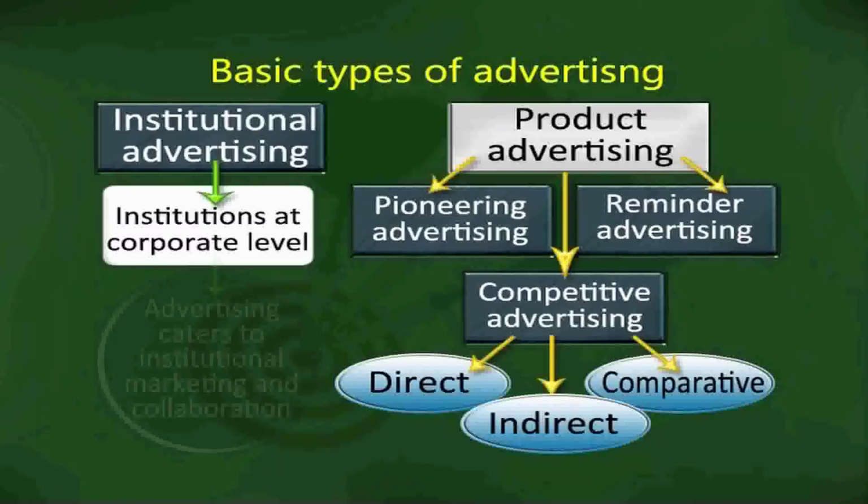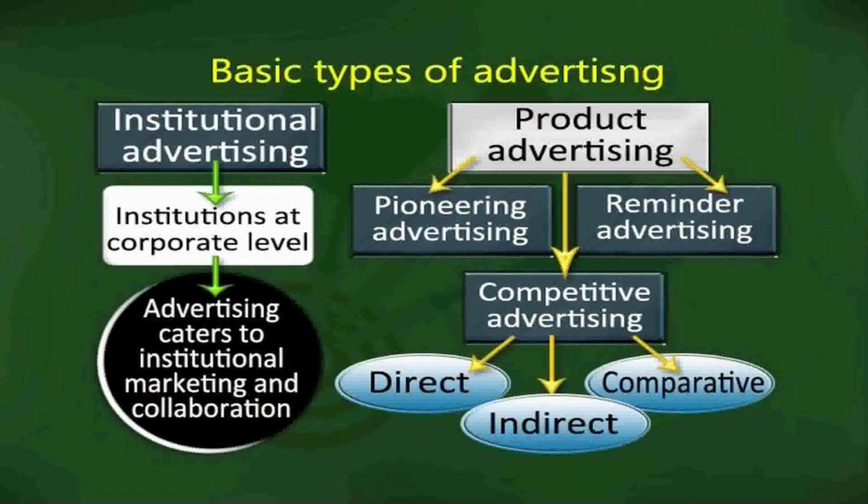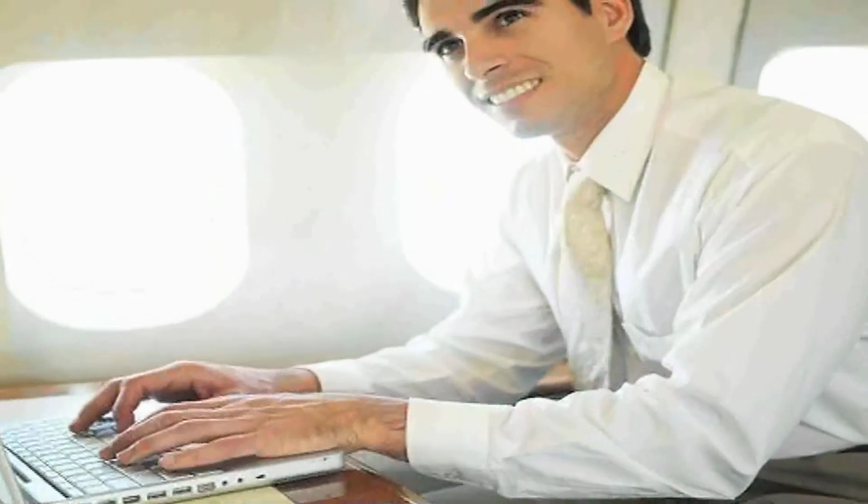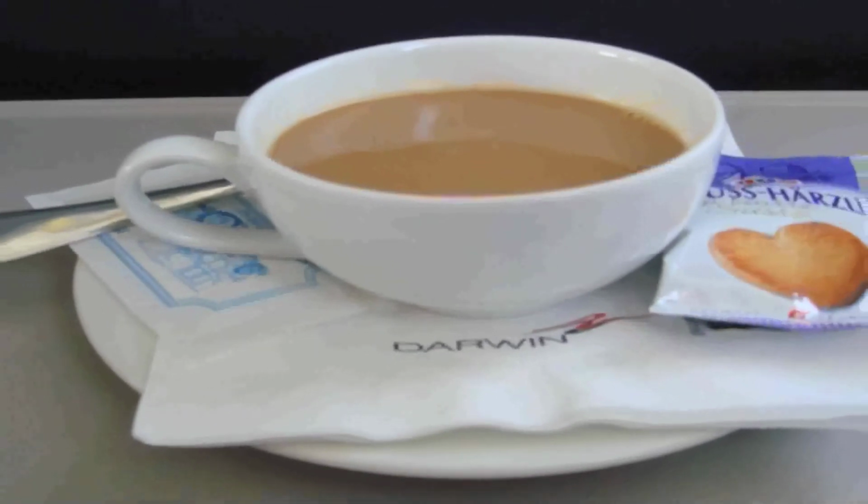Now see, when we talk about institutional advertising, this basically relates to institutions at the corporate level, where the advertising genuinely caters to institutional marketing and a collaboration happens at a higher level. For example, when a person is traveling in airlines, he tries to have a cup of tea. He is served with Tata or Tetley tea. So this is a kind of institutional marketing where a lifelong contract is there between the airlines company and the corporate sector, so as to cater to the services, but the institution is promoted on the airways.